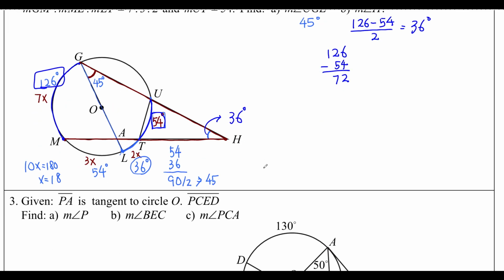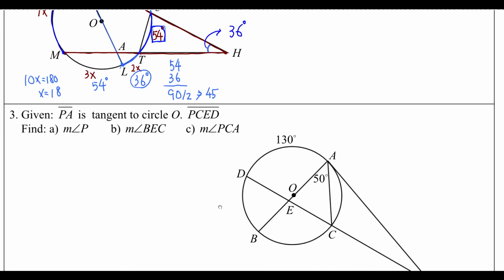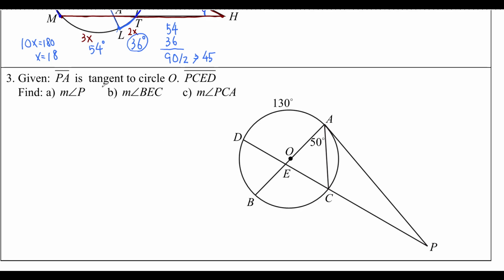And we're gonna try one more, okay? Yeah, one more over here. PA is tangent. Tangent means what? A diameter or radius with a tangent is always perpendicular, right? That is a tangent. Intersection, only one point, at one point, okay? And PCED, yeah, that is another secant.